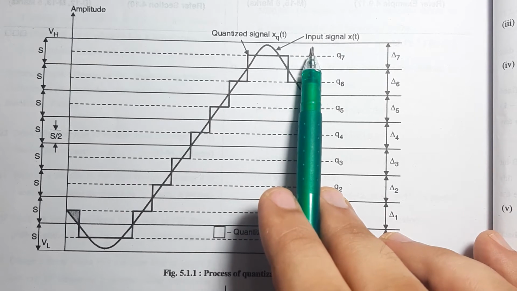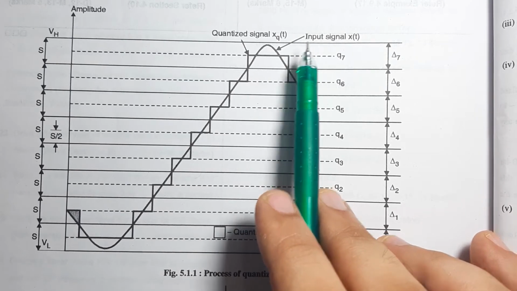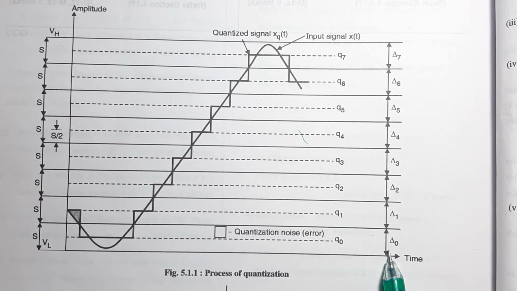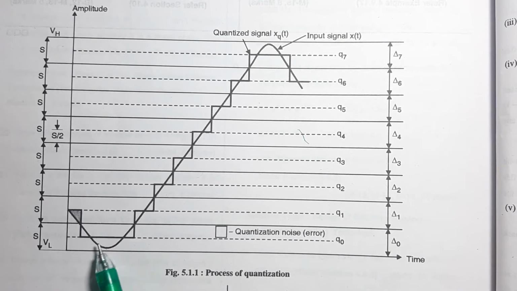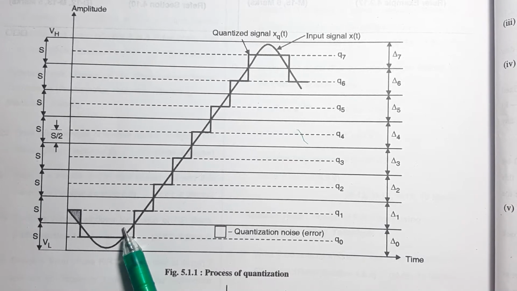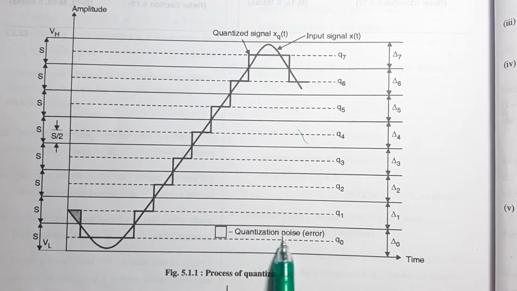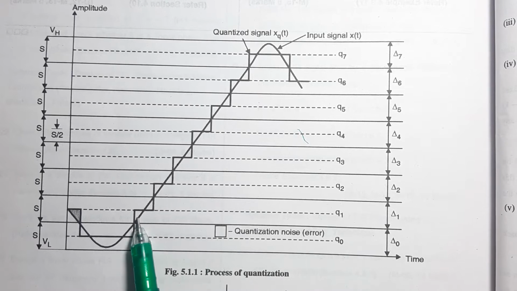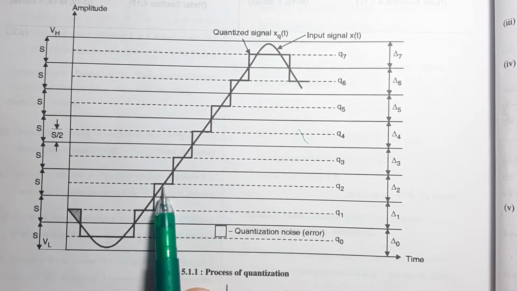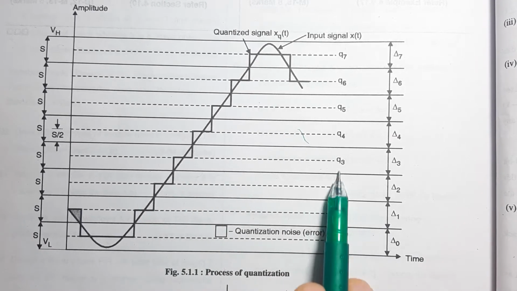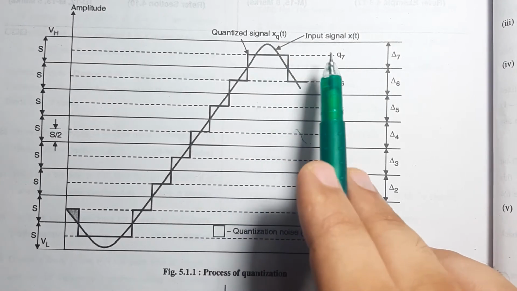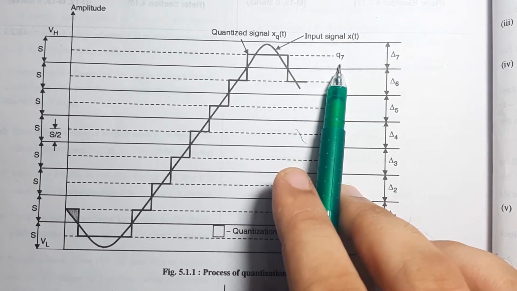Now when x of t is in the range of delta 0, then corresponding to each value of x of t, that is nothing but this analog signal, the quantizer output will be equal to q0. So every time the signal reaches a lower level, the output would be q0. When the signal reaches this level, the output would be q1. Similarly q2, and so on up till the highest point. If your signal reaches the highest point, then you would receive q7 as the output.